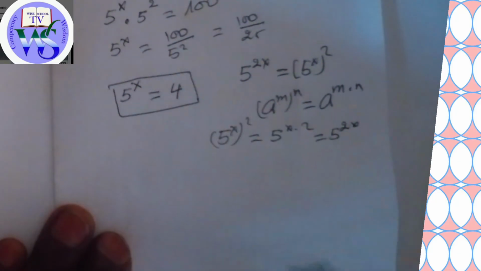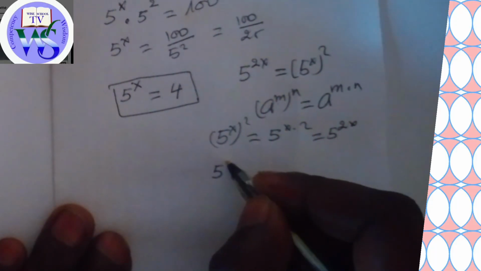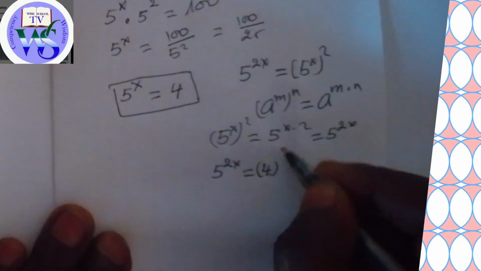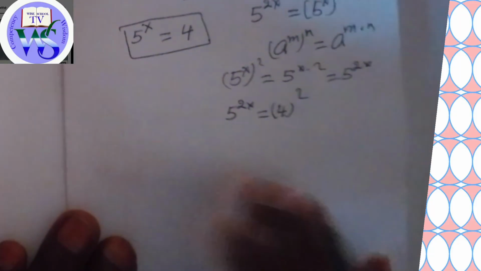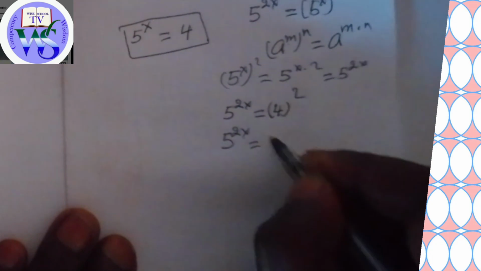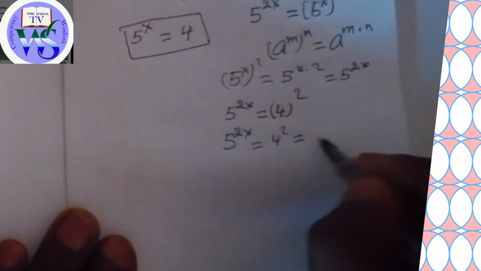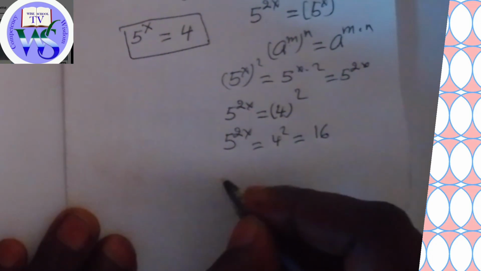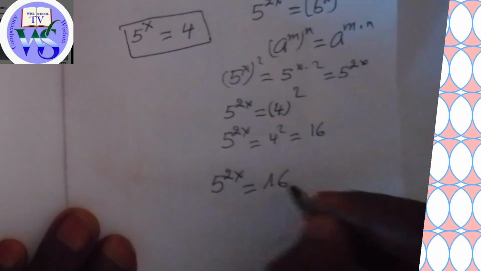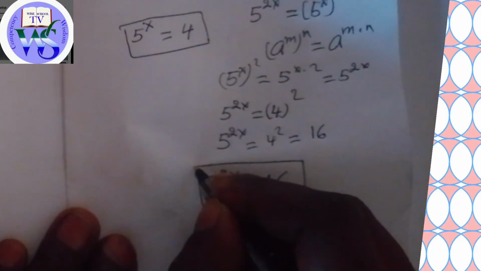So when you press this, 5 power x is equal to 4. Then 5 power 2x is equal to 4 power 2. So according to that, 5 power 2x is equal to 4 power 2, which is equal to 16. So the value of 5 power 2x is equal to 16. So this is the value of 5 power 2x.